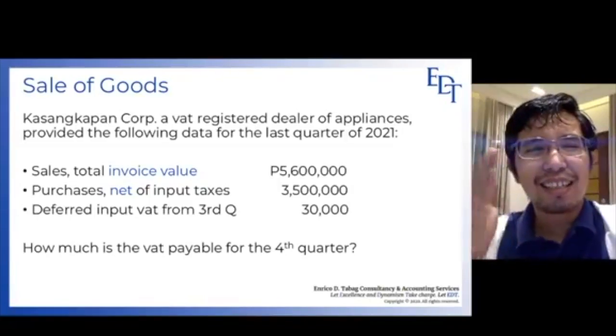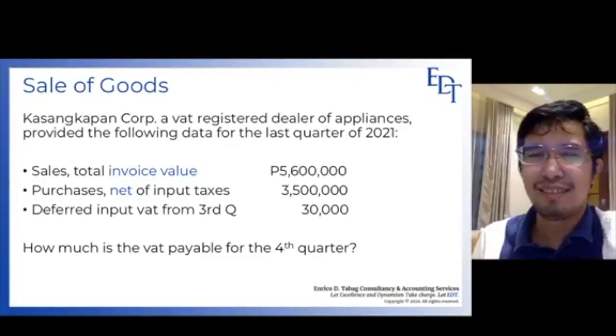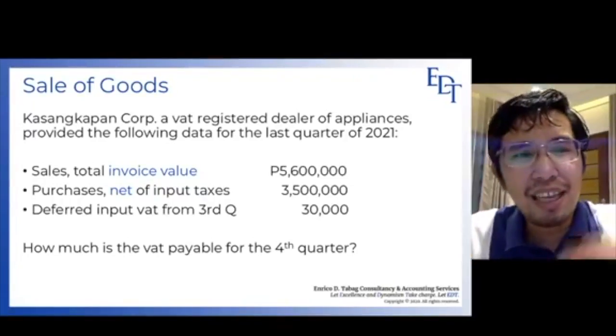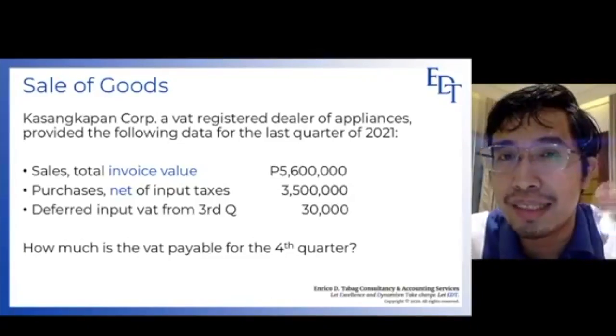So, again, Kasangkapan Corporation ay VAT-registered dealer ng appliances. So, ito yung mga data. Sales niya, 5.6. Invoice value. Ano ibig sabihin? Kasama na dyan ang VAT.